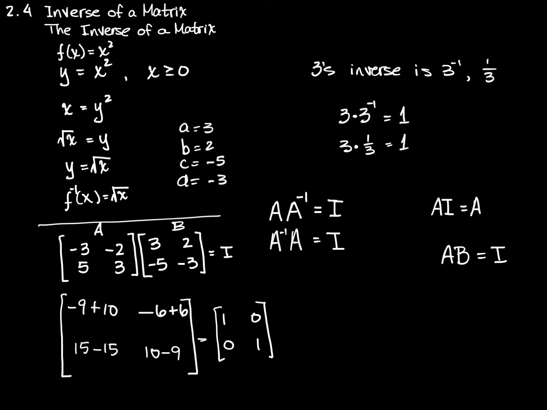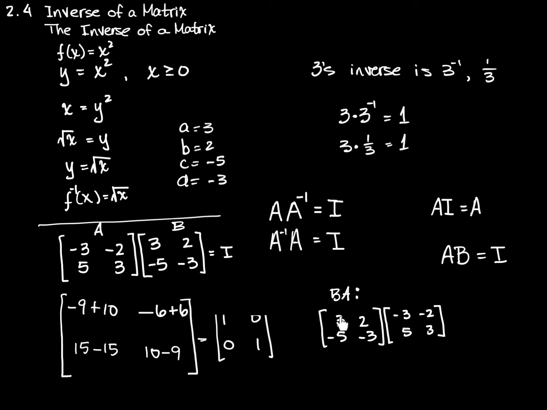But that's not quite enough. I also have to check it for BA. Let's do that next. I think I'll try to squeeze that in over here. Actually, you know what, I think I'm going to rewrite it, because it's really hard to do this, at least it is for me, when the matrices are in the wrong order. So BA is 3, 2, -5, -3 times -3, -2, 5, and 3.